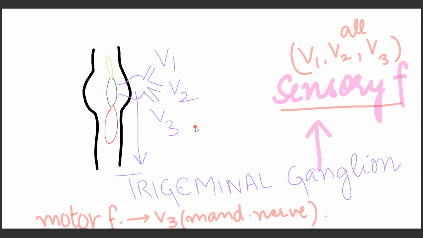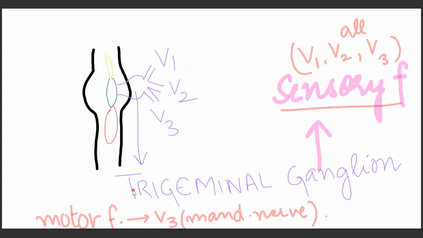Now I explained that the first and second branches are sensory. That means they basically carry sensations like touch, temperature, and proprioception. These sensory fibers are connected to the trigeminal ganglion. So these sensory fibers of all three branches come out of the trigeminal ganglion.